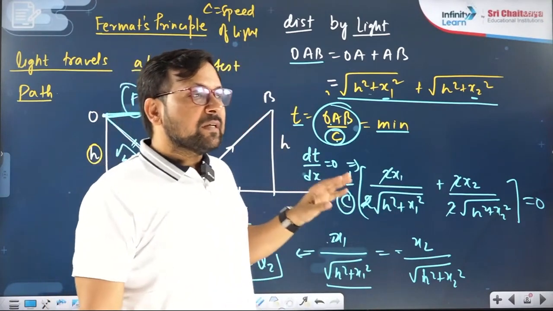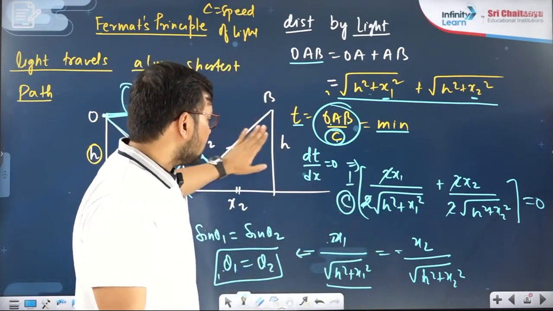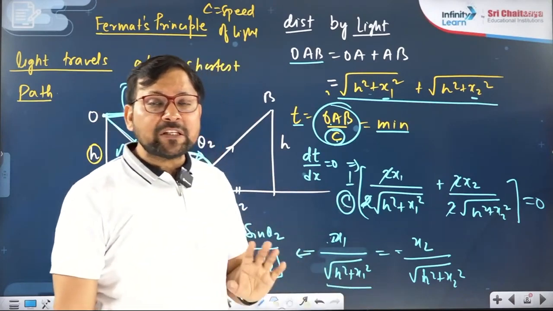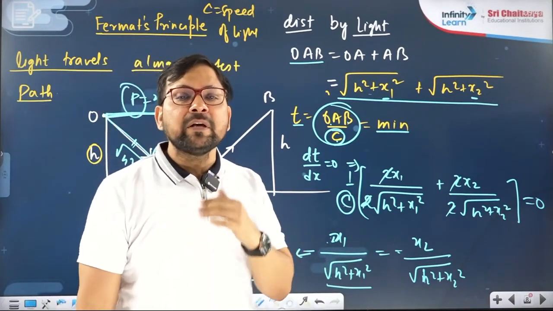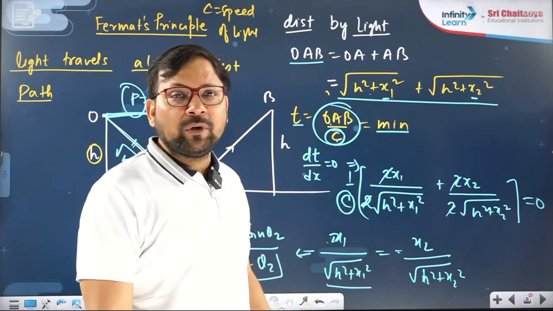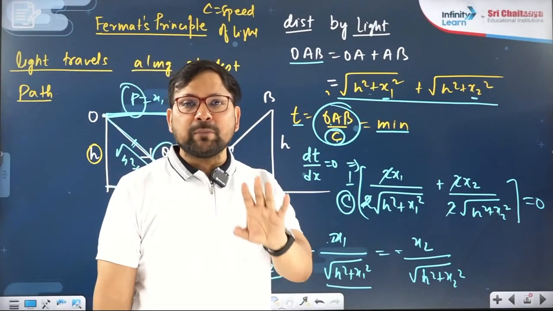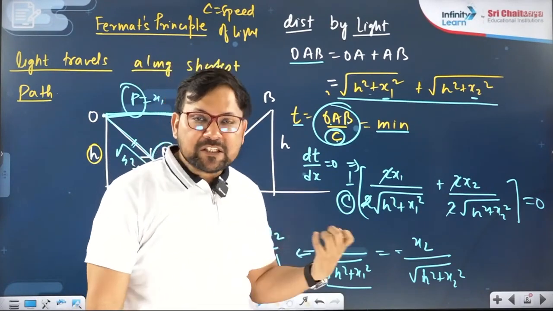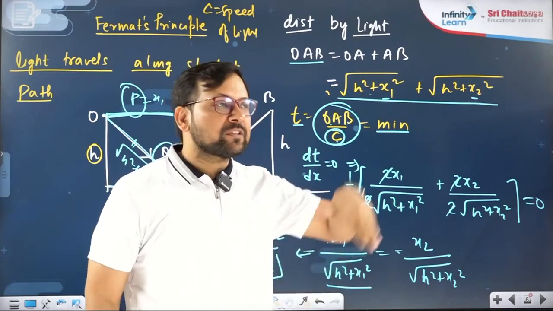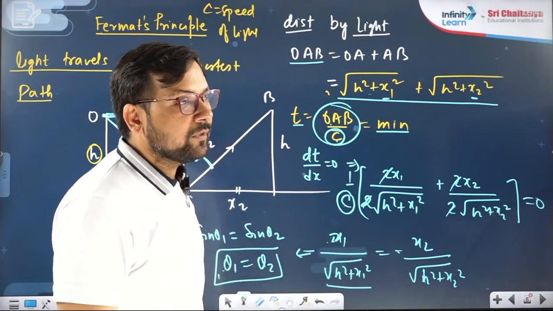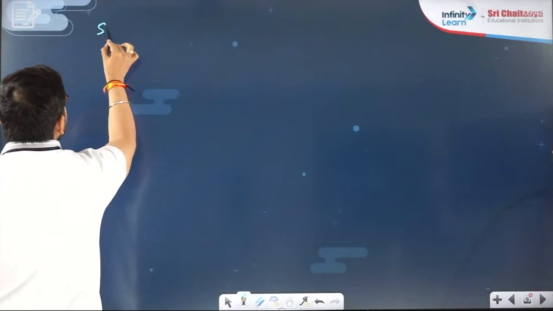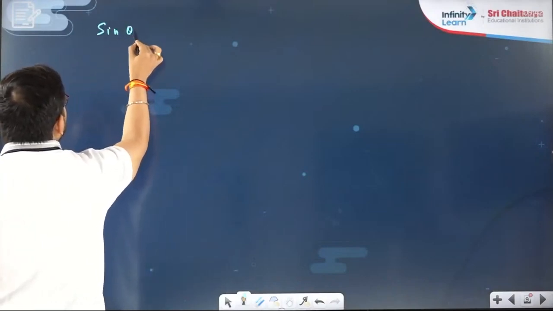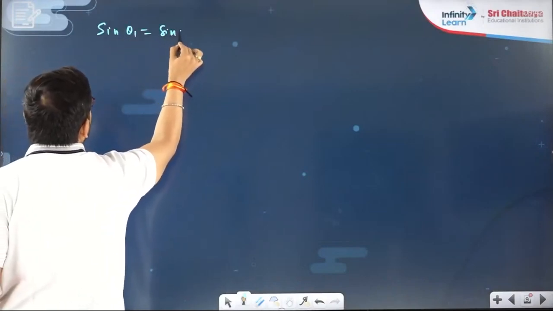So I have given you this basic idea. Maybe you will struggle in this because of differentiation, but one thing you will recall forever. If someone asks you why angle I equals angle R, tell them it is Fermat's principle. It takes least time, minimum time, and due to symmetry theta 1 equals theta 2. Okay, see this. One question came: I am writing sine theta 1 equals sine theta 2.